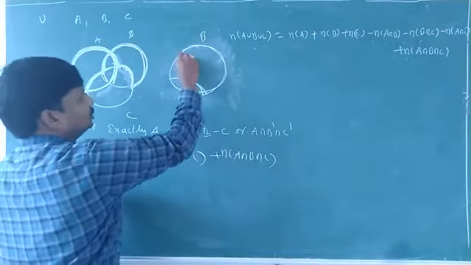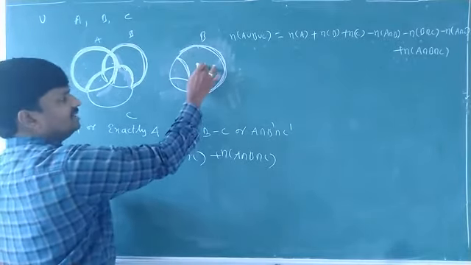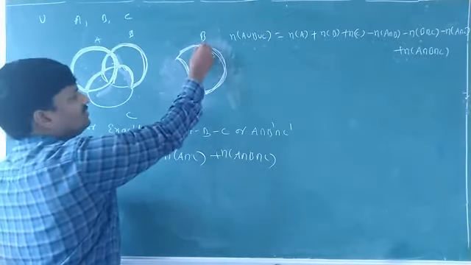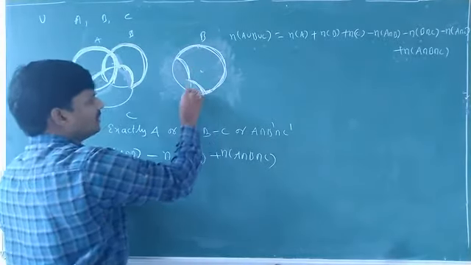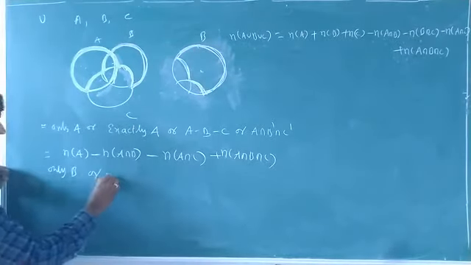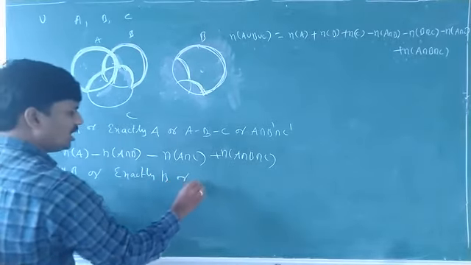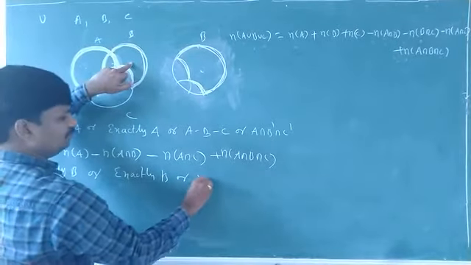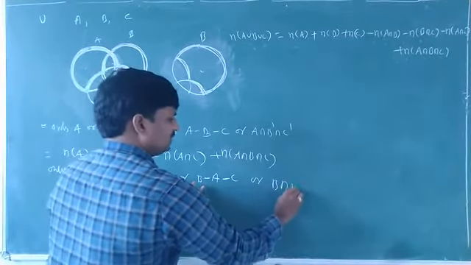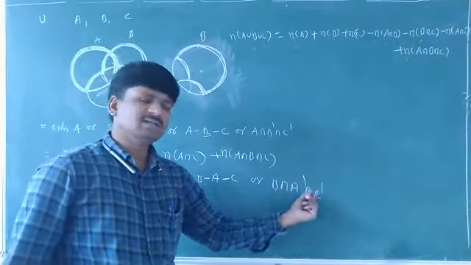So it is B. To find this part, what we have to do? This intersection part we have to remove from B. That means the number of only B, or B minus A minus C, or B intersection A dash intersection C dash.